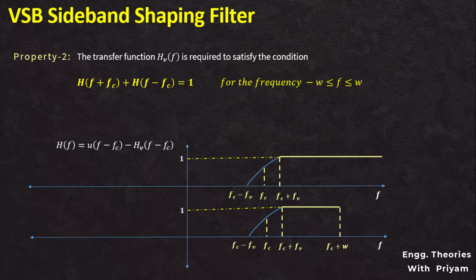That's why it needs to be band limited to a certain frequency, and that frequency is f_c + W, and it is the reason that the spectrum lying above f_c + W is shown dashed. So by limiting this transfer function of the sideband shaping filter, H(f), to the frequency f_c + W, it also maintains the second property. So we can say that H(f + f_c) and H(f - f_c) will add up to 1 for the frequency interval -W to +W.